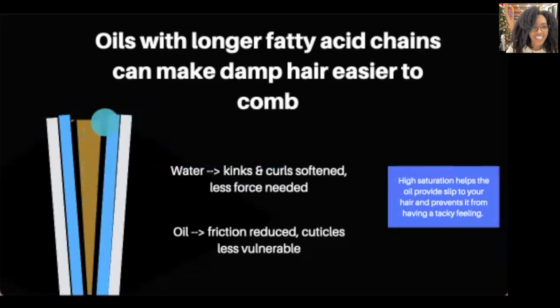And since these oils do not penetrate and instead form a film on the surface of your hair, they glide past one another easily and they give your hair really good slip. And this can protect your hair. Your hair will also not have a tacky feeling with these longer saturated fatty acids. So these oils are great for detangling too.